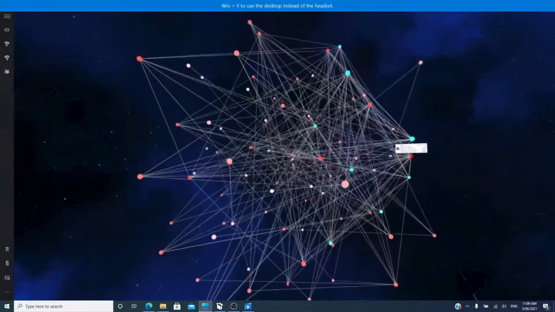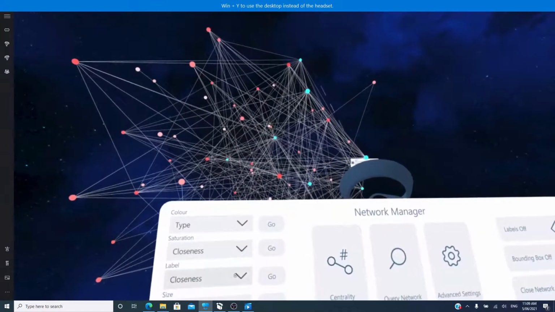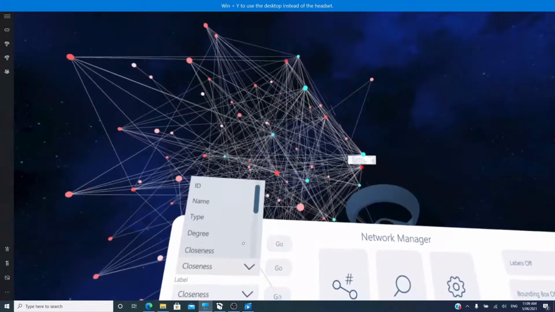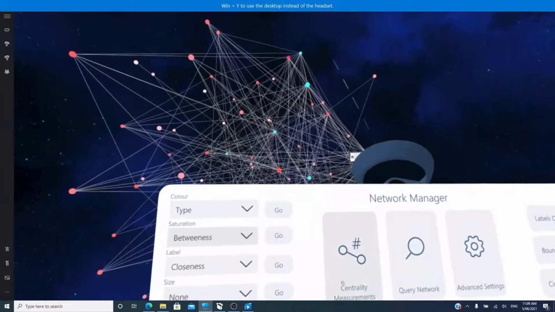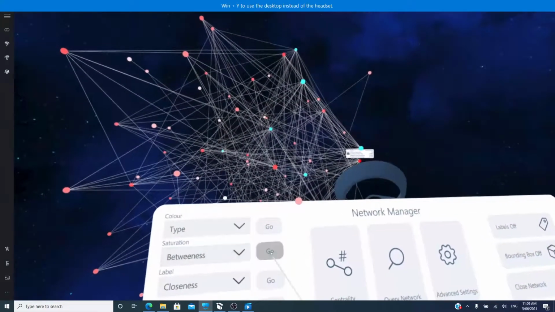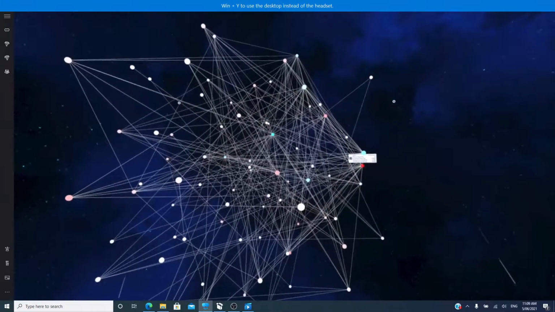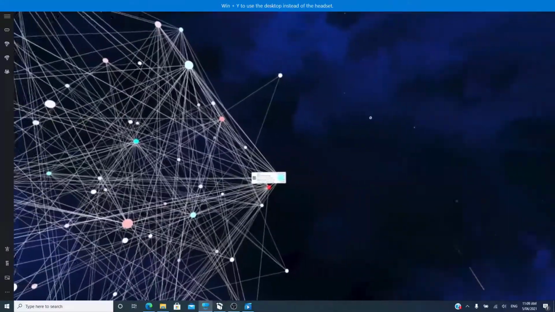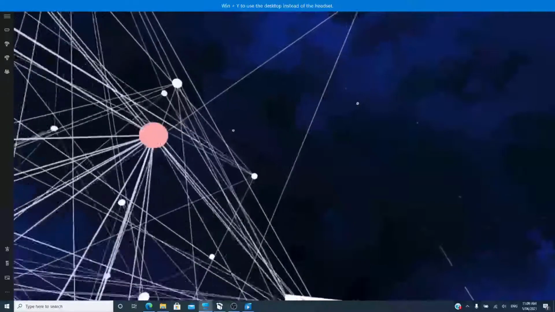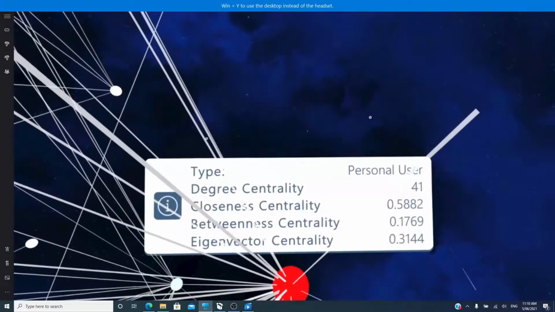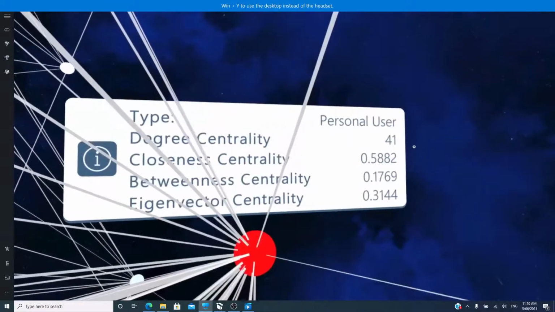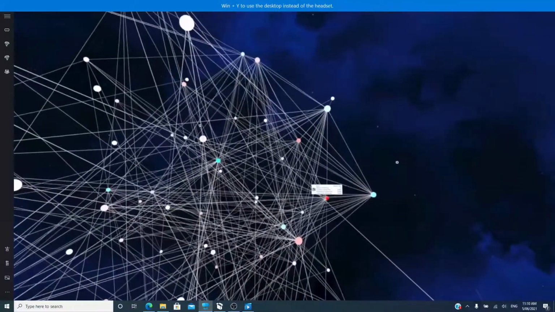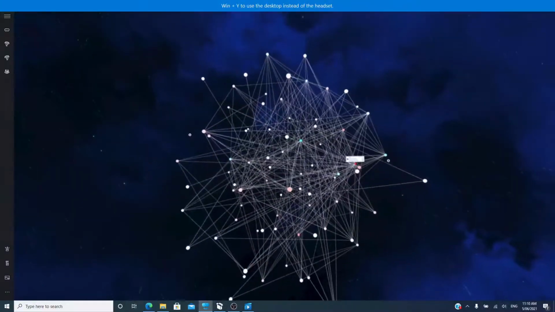Or someone who acts as a bridge between communities in the network. This would mean this individual has a high betweenness value. So I apply saturation to betweenness. And only a few nodes have a higher value of betweenness, and still the same node has the highest value of betweenness. And the value is 0.1769. Combining these three measurements, I believe that this node is the most important node in this current network. Great.